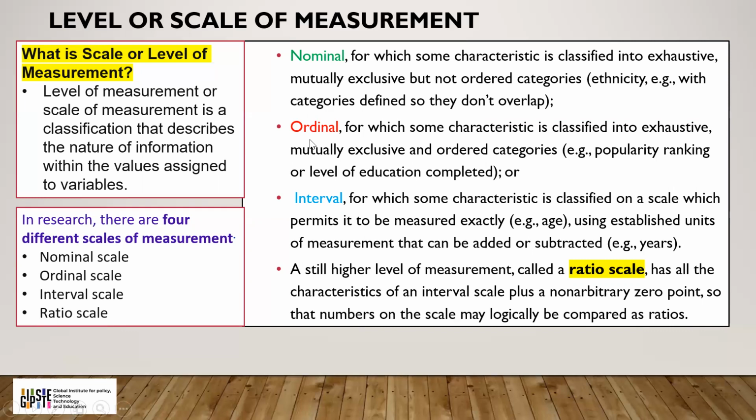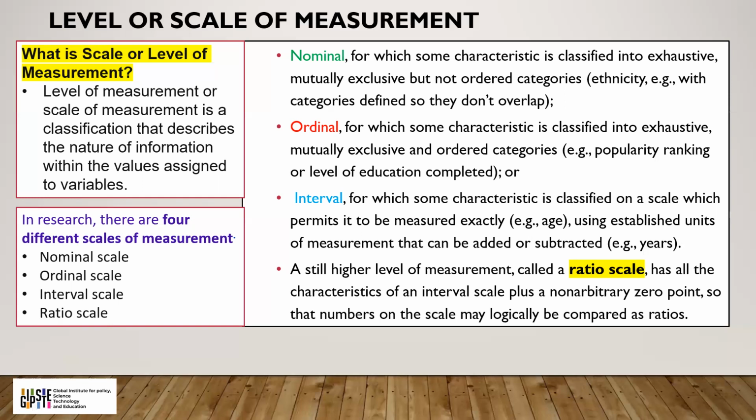Now, then we have ordinal. For ordinal, the characteristics are classified into exhaustive, mutually exclusive, but ordered categories. The difference between the nominal and the ordinal is that the categories for ordinal are ordered, ranked. But for nominal, it's not ordered. So for a case of, let's say, socioeconomic status, or social status, it is ordered. So you have to take note of that. Or maybe if you are rating, then you need to look at that as well.